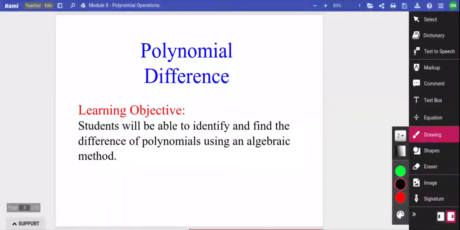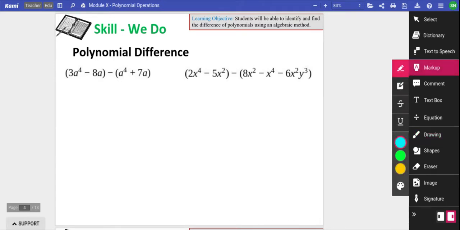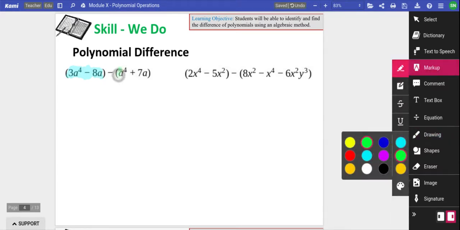Hello, in this video you will identify the type of problem and find the difference of polynomials using an algebraic method. In other words, we will be performing a subtraction, since difference is another way to say subtraction. So this is very similar to addition. So we have two parentheses, one of them has a binomial and the other one also has a binomial.